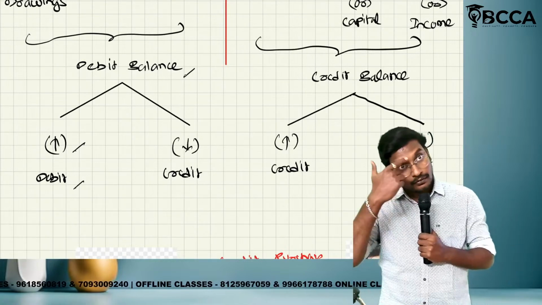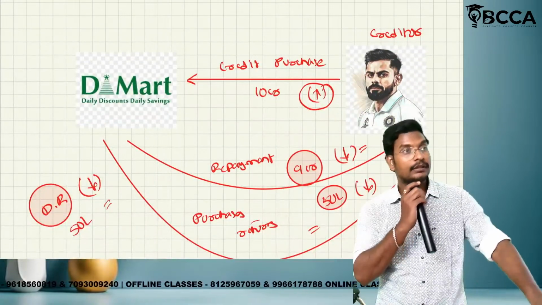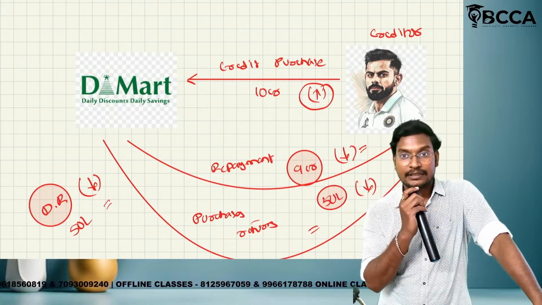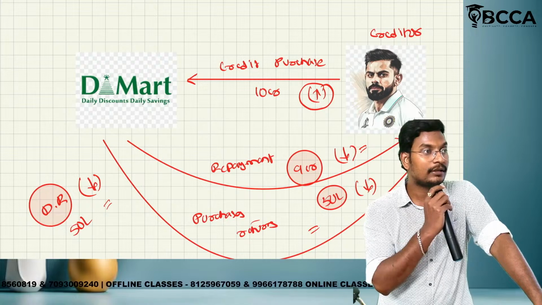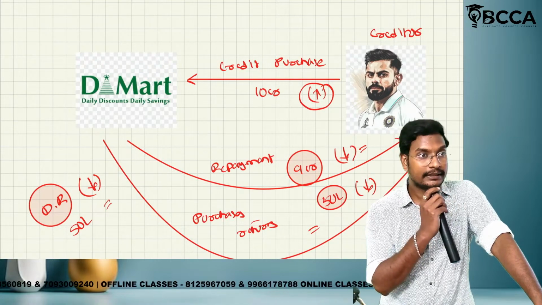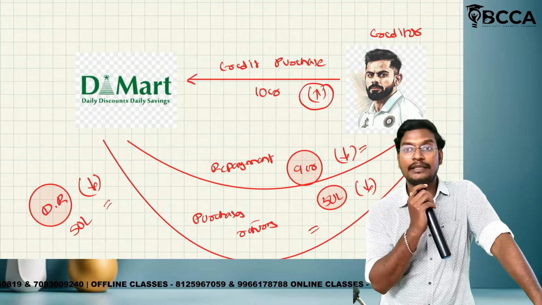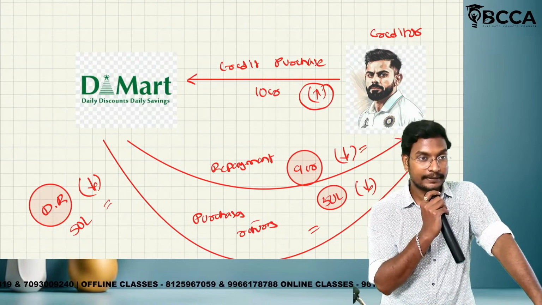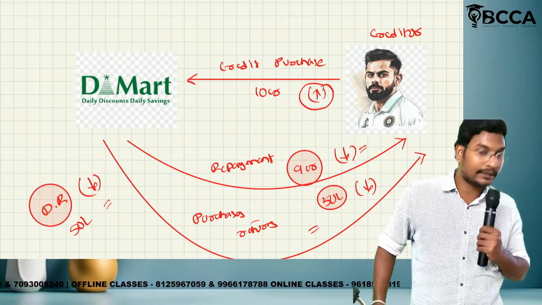Next, when we come to the creditor: the creditor comes into the picture in the case of credit purchases. At the time of credit purchases, the creditor value increases, because when the liability increases, automatically the creditor value increases. So when the creditor value increases, the liability increases. Liability has which balance? Credit balance. Increases means what do we do? Credit.